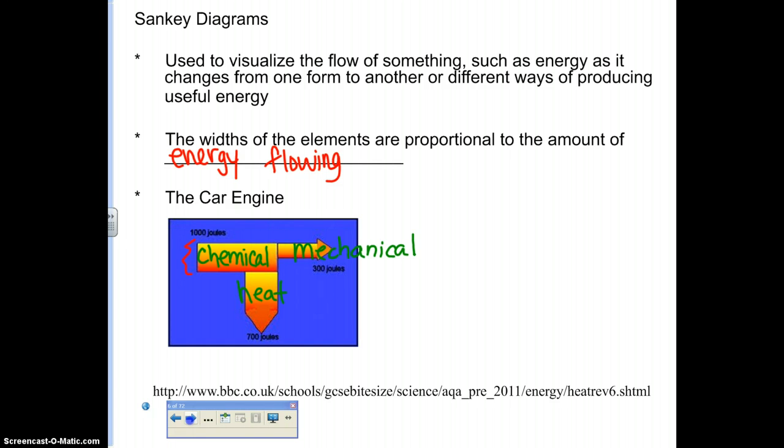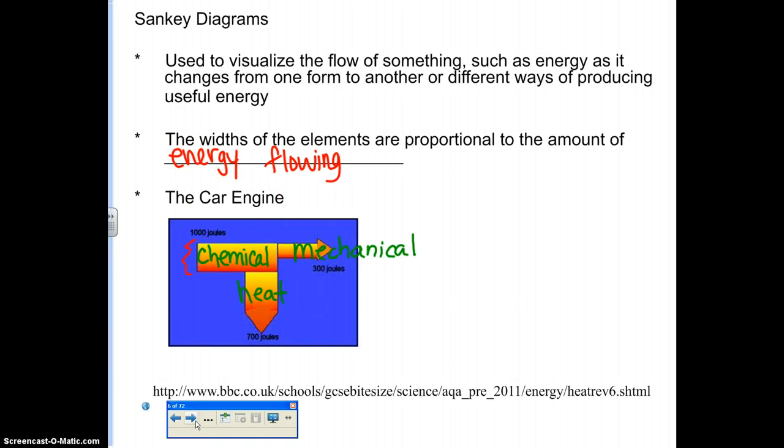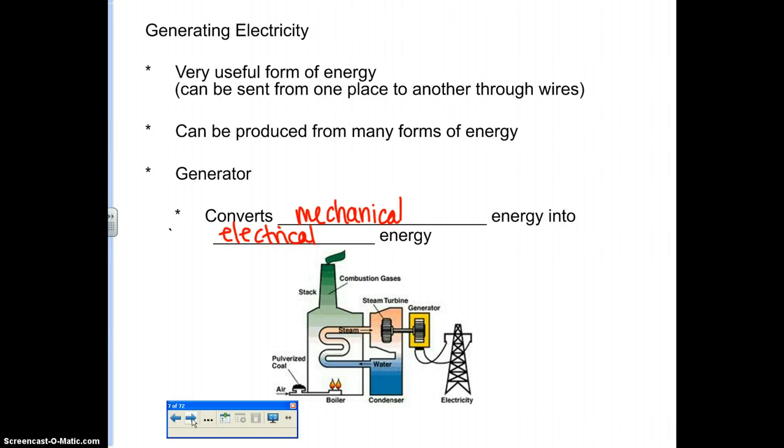Therefore, if you look at a car engine's Sankey diagram, think back to this slide, the car engine goes from chemical to mechanical and heat. So chemical should be the thickest, the widest band. It is the most energy. The second most is heat, the third most is mechanical. Please make sure you click on this link here after we're done watching the video, or at some point, so you can review some Sankey diagrams. Very, very important to look at the amount of energy flow through a Sankey diagram.